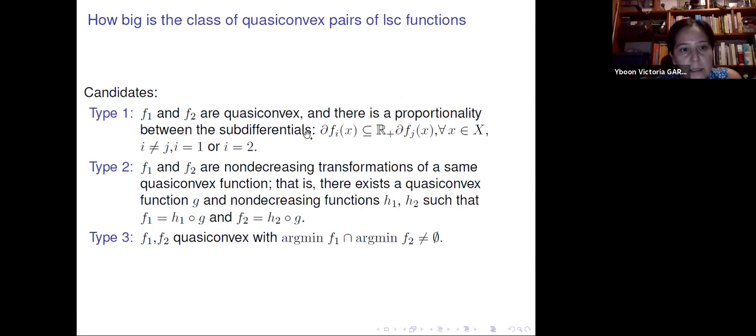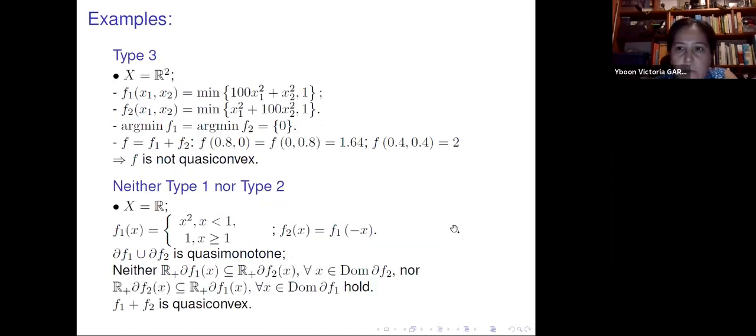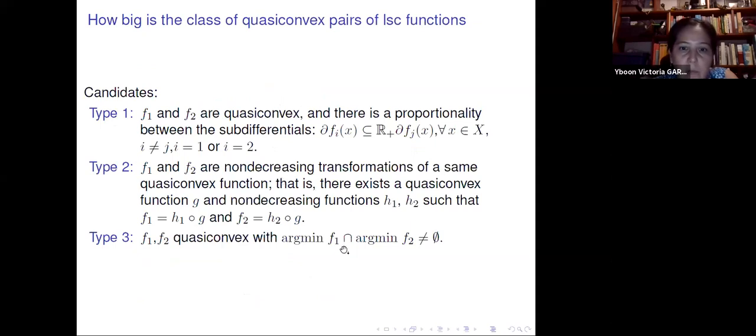Another type is that we have two functions which are nondecreasing transformations of the same quasi-convex function, like the first case, the easy case. And another type is when we have two quasi-convex functions and the argmin of one intersected with the argmin of the other one is nonempty. So here we can see some examples. For example, the first example is type 3. You remember that type 3 is the argmin F1 intersect the argmin F2.